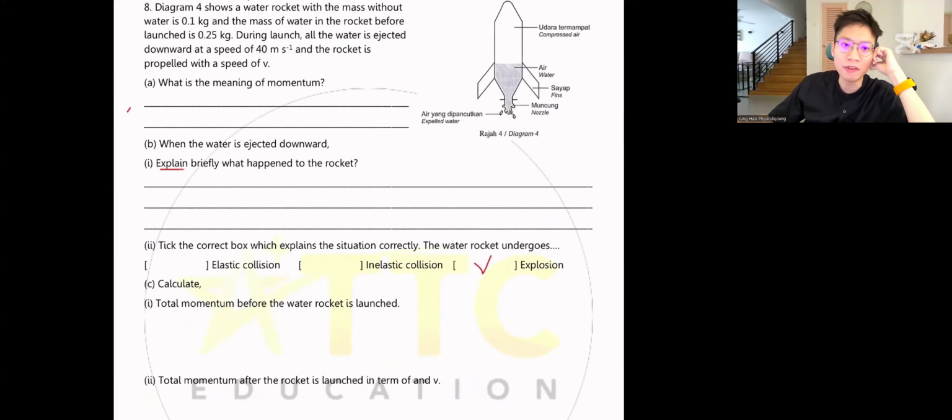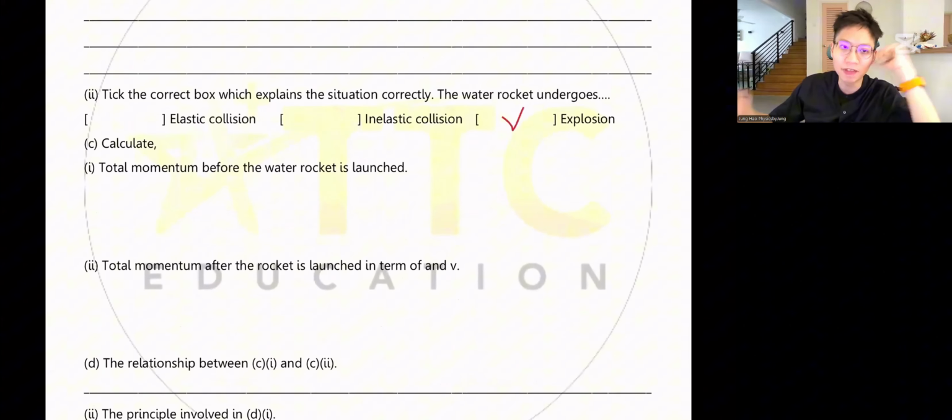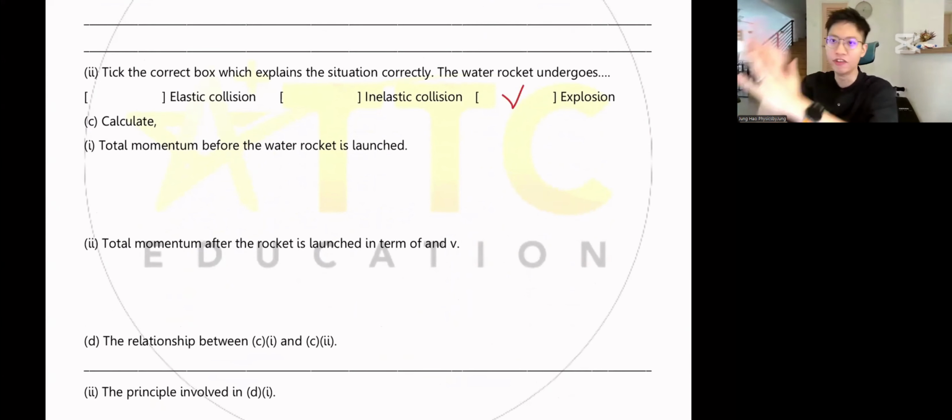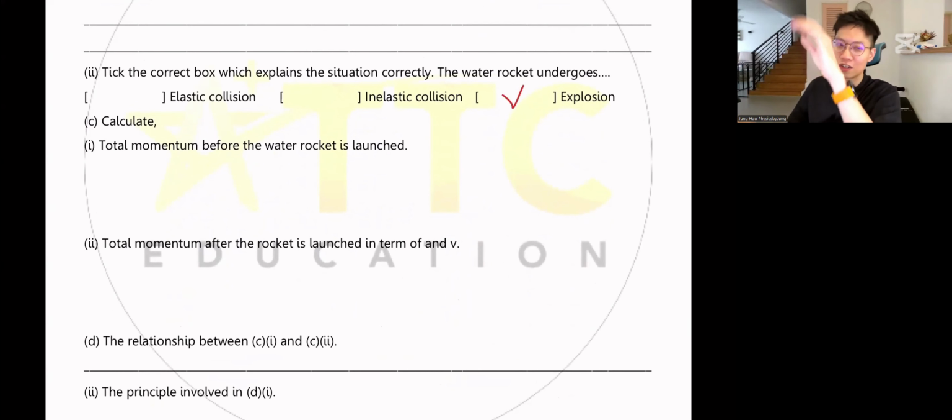Can you quickly do this? The total momentum before the rocket is launched and the total momentum after the rocket, the relationship and everything. Come on quickly. So what is the total momentum before the water rocket is launched? Momentum is mass times velocity. Today you asked me so many questions, now I ask you back. What's the total momentum before the rocket is launched?